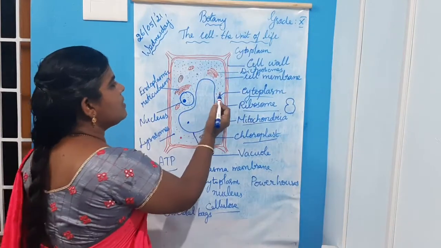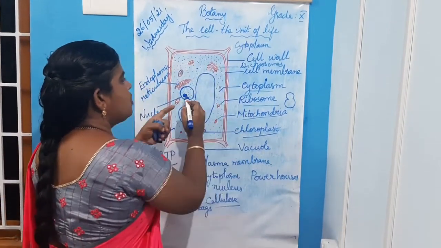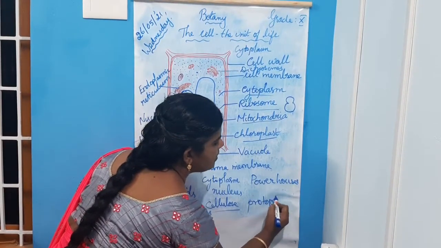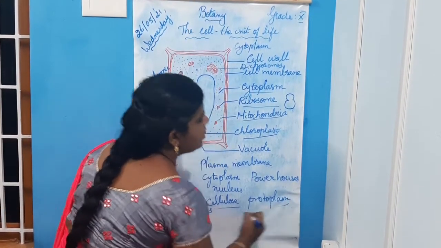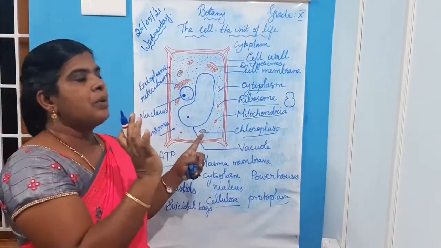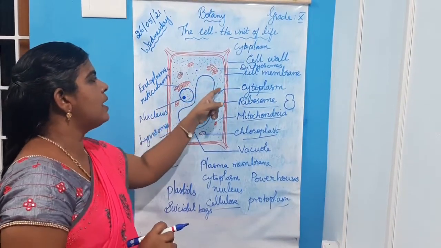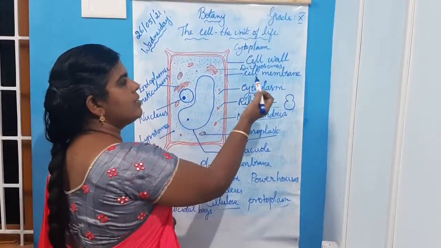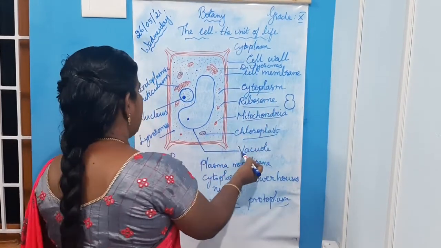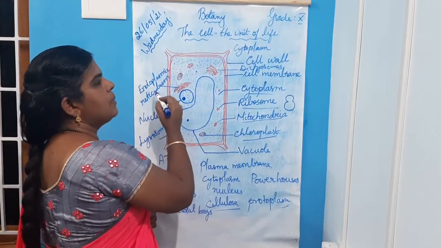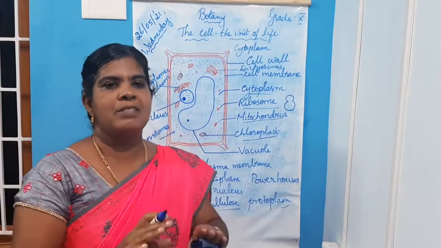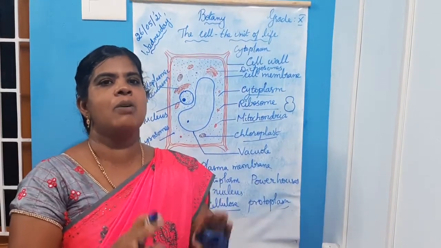The cytoplasm together with the nucleus is called protoplasm. Now, in the cytoplasm, organelles such as ribosome, mitochondria, chloroplast, vacuole, lysosomes, endoplasmic reticulum, and dictyosomes are present. So they are called cytoplasmic organelles.